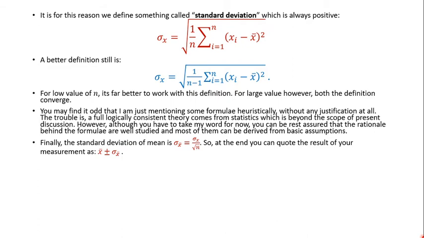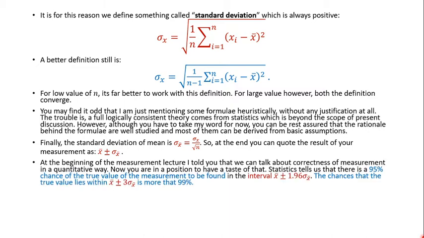Finally, the standard deviation of the mean, sigma x bar, is equal to sigma x by root over n, where n is the number of data. So at the end, you can quote the result as x bar plus minus sigma x. Now, at the beginning of the measurement lecture, I told you that we can talk about correctness of measurement in a quantitative way. Now we are in a position to have a test of that.